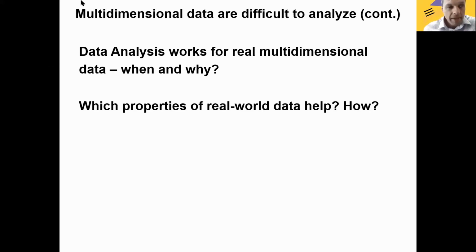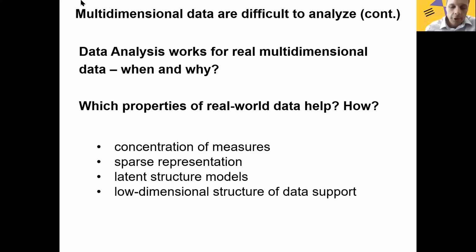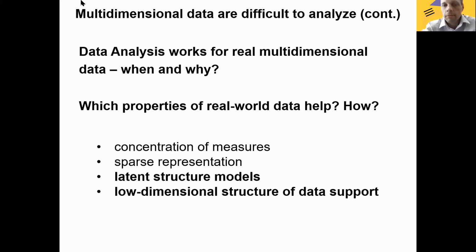So why? Which properties of real-world data help and how? Actually, today we'll talk a little bit about such properties that are called latent structure models and low-dimensional structure of data support. These are properties of real-world high-dimensional data which help us to perform inference from multidimensional data sets.